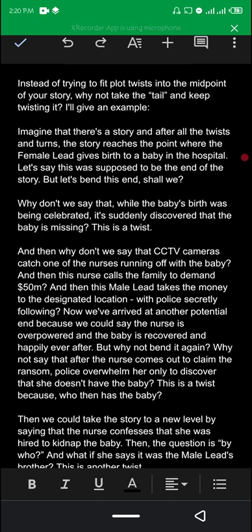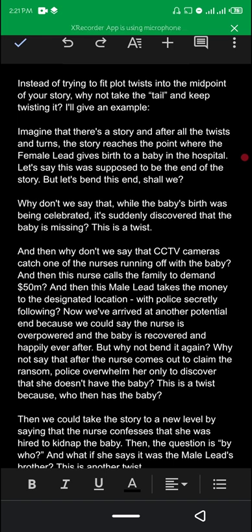Why don't we say that while the baby's birth was being celebrated, it's suddenly discovered that the baby is missing? That's a twist, is it not? It's a twist because now, oh, where's the baby? Who took the baby? Why? And then, why don't we say, to further build on the twist that we have just created, that CCTV cameras catch one of the nurses running off with the baby.